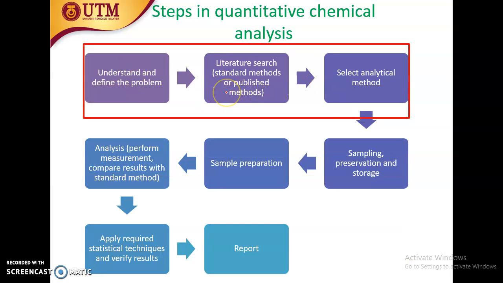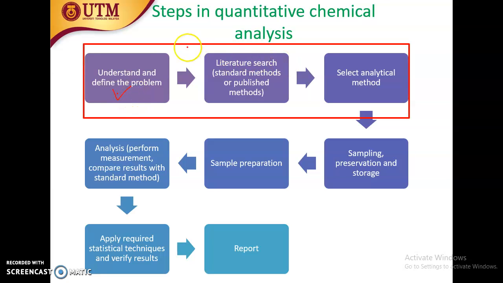I will talk about the first three. Okay, the first three elements in quantitative chemical analysis. The first one is to understand and define the problem. Okay, if you know the sample, if you know the analyte, and if you know your objective of the analysis, you already understand the problem already.